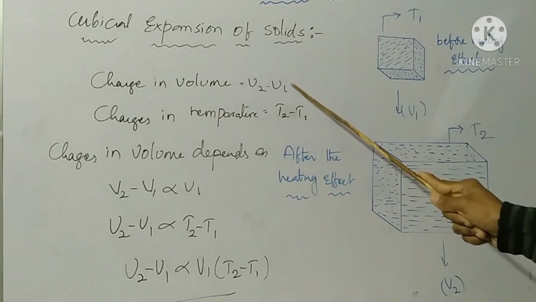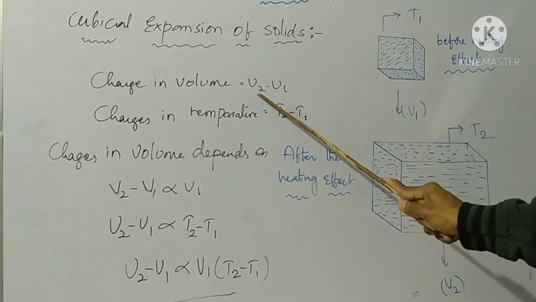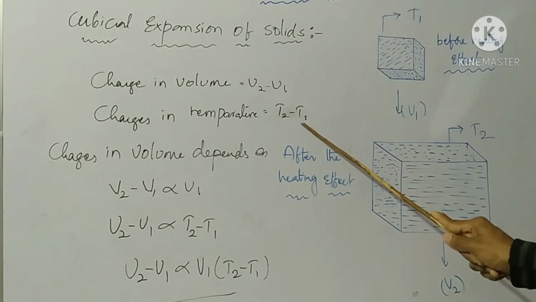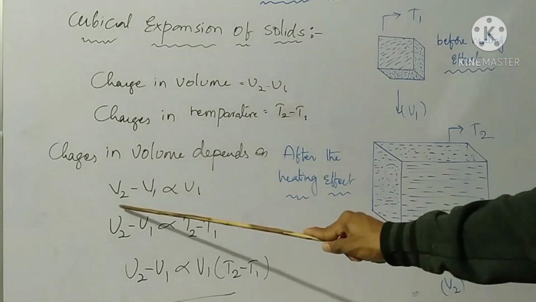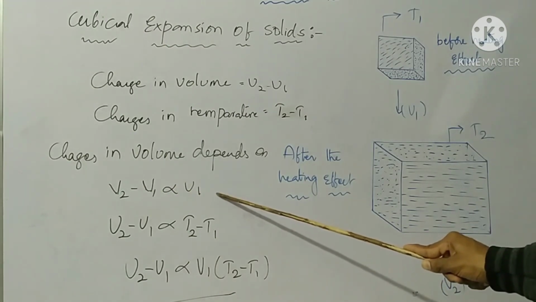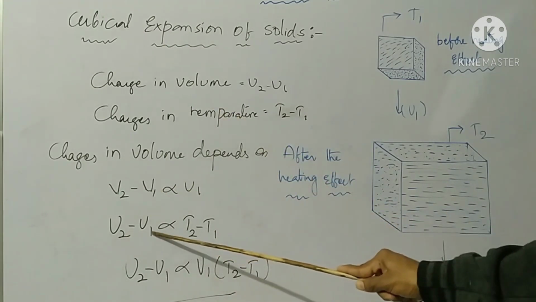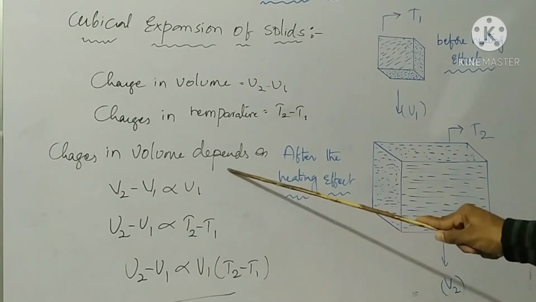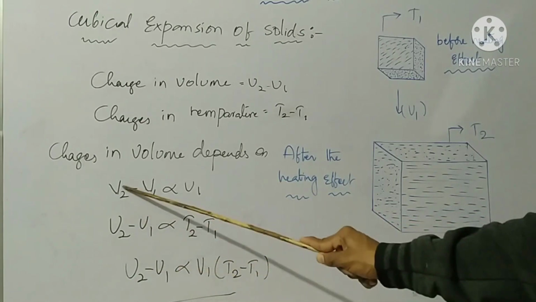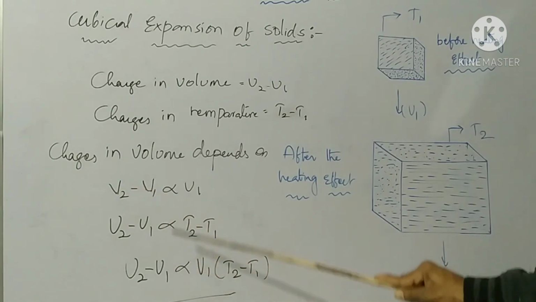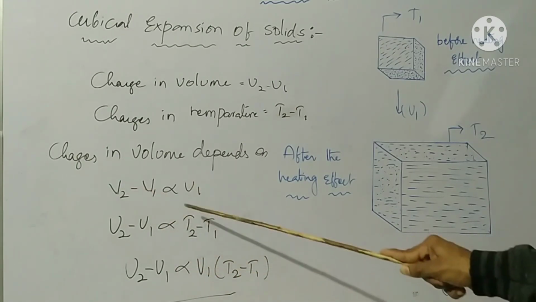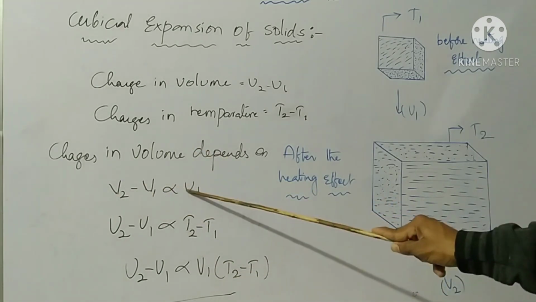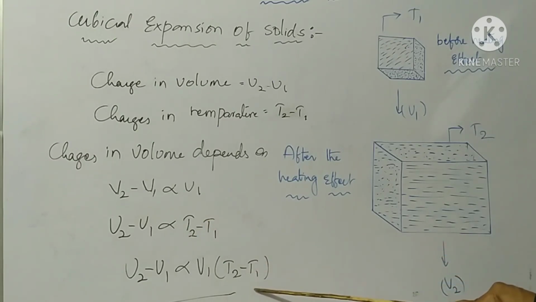Here the change in volume is V2 minus V1. The change in temperature means T2 minus T1. Here V2 minus V1 is directly proportional to V1, and the change in volume is directly proportional to the change in temperature. Let's combine these two relations, then we get V2 minus V1 is directly proportional to V1 into T2 minus T1.